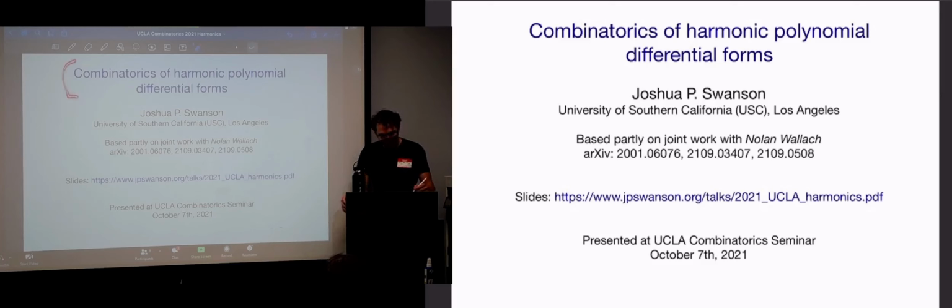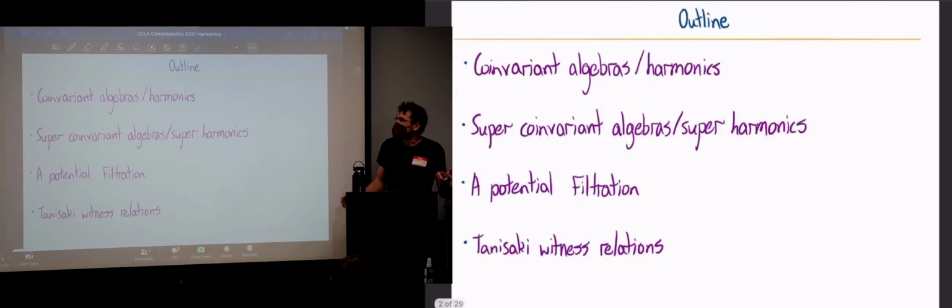So today I'm going to be talking about the combinatorics of harmonic polynomial differential forms. I'll explain what in the world all that stuff means. This is based on a series of papers, joint work. This one is with Nolan Wallach. It's been published. This one with Nolan Wallach will be submitted in a few days. This one is solo, and that has been submitted. Anyway, there we go. So just a quick outline.